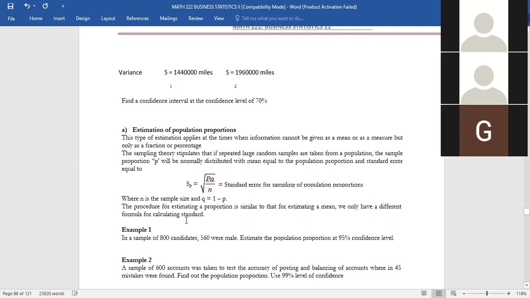So the procedure of estimating a proportion is similar to that of estimating a mean, only that we have a different formula for calculating the standard error, now using P and Q over N. Can you try this? You've been told that in a sample of 800 candidates, 560 were male. Estimate the population proportion at 95% degree of confidence.